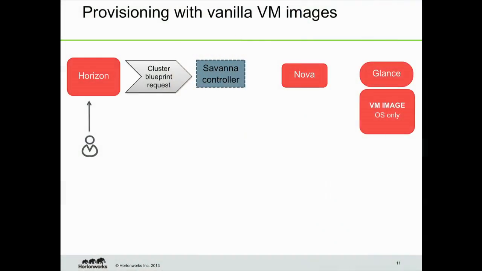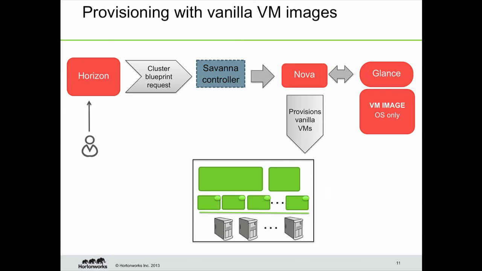Let's get into a little bit of detail about how this provisioning process will work. And the case I'm covering here assumes that there's a simple VM image that just has the OS, nothing else in it, right? So the user goes to Horizon and specifies the cluster requirements, all the details about nodes, services, how many resources it needs. It will go to the Savanna controller, which will in turn go to Nova, fetch the right images from Glance, and fire up those virtual machines.